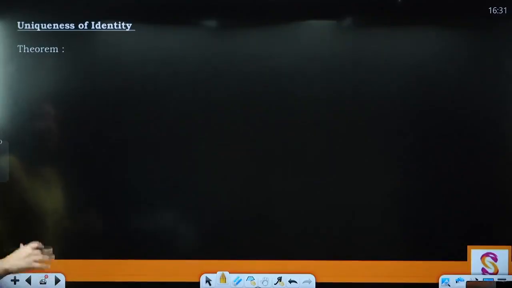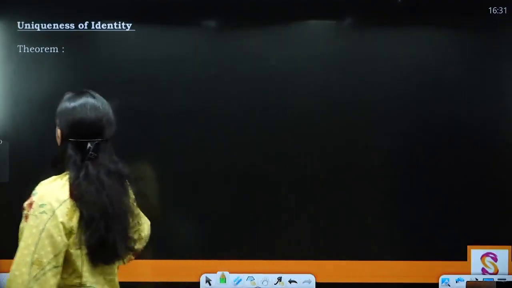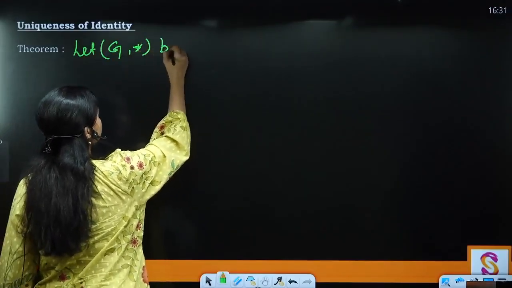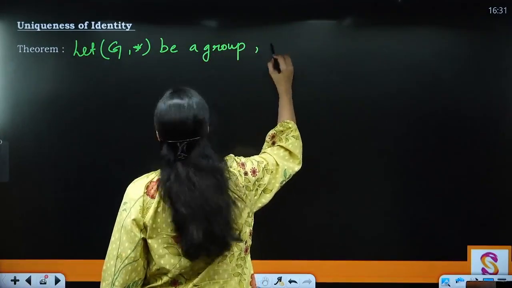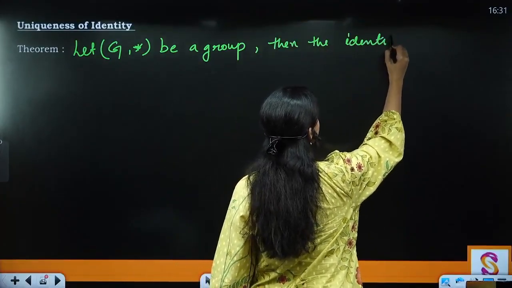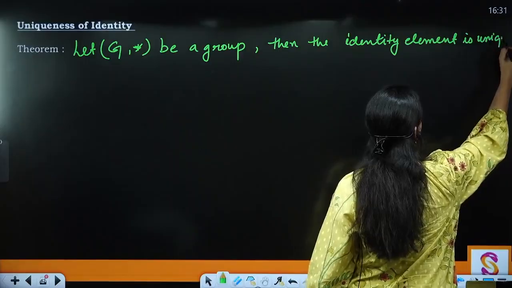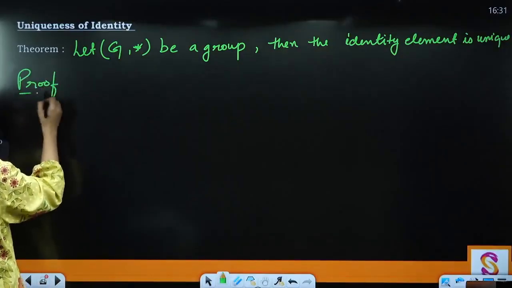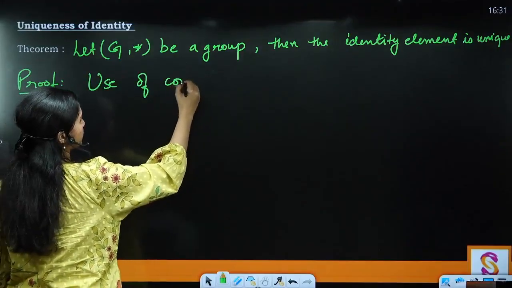Now the next theorem is the uniqueness of identity. Pretty straightforward, nothing fancy, very simple. Let (G, *) be a group, then the identity element is unique. Okay? So let's take a quick proof, a very easy proof. What do we use here? We use the contradiction method, right?